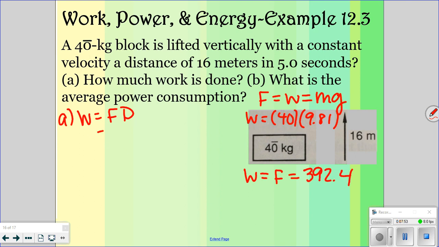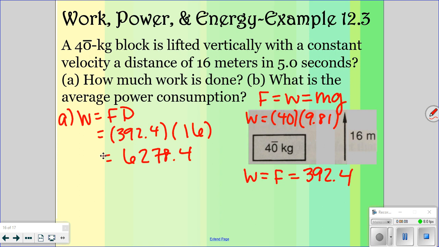So that's our force that we're going to use, 392.4, and it says the distance is 16. So we're going to multiply that by 16, and I get 6,278.4. Now, how many sig figs should we have in our answer? We should only have 2, so we're going to round this to 6,300, and then the units on work are joules. So that would be your answer for part A.